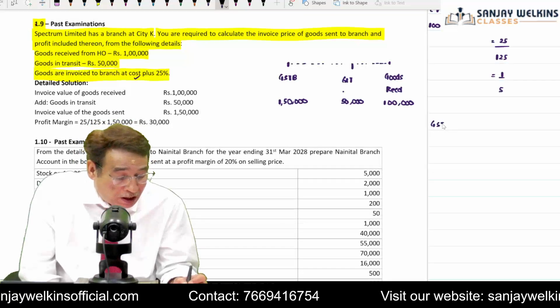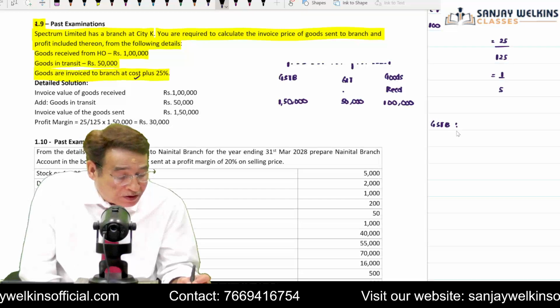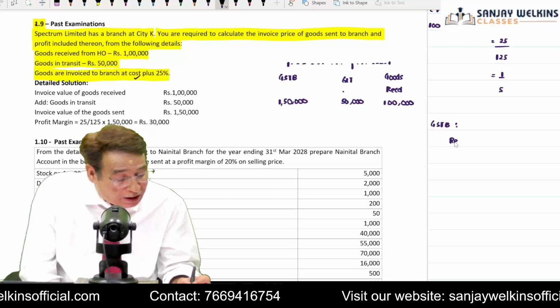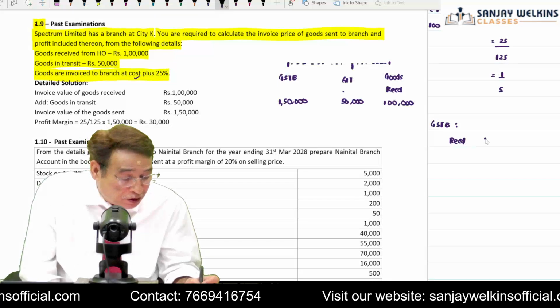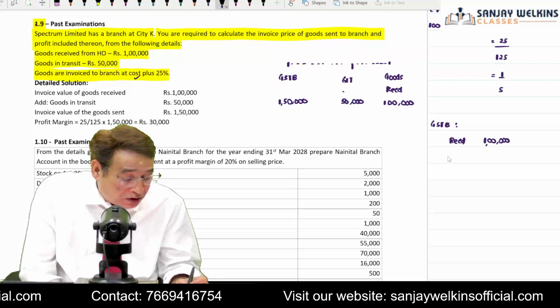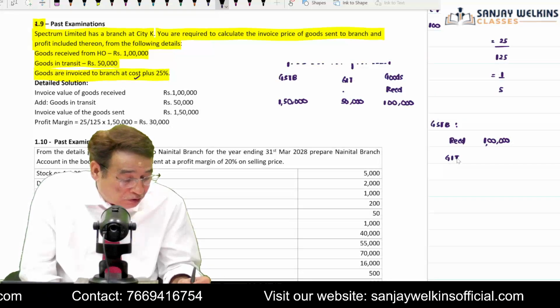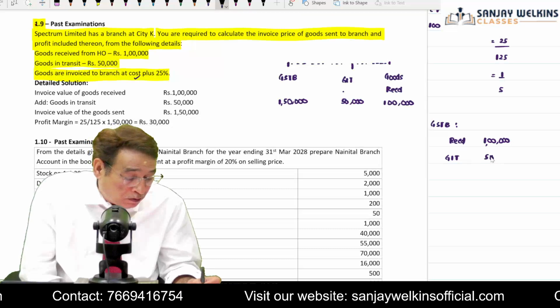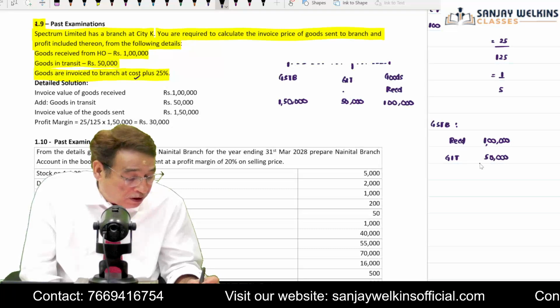Goods sent to branch will be equal to this much. Received, that is equal to 1 lakh. Amount of goods received is equal to 1 lakh. And then you are going to simply add goods in transit, and goods in transit will be equal to 50,000. So goods sent to branch will be equal to 1,50,000.